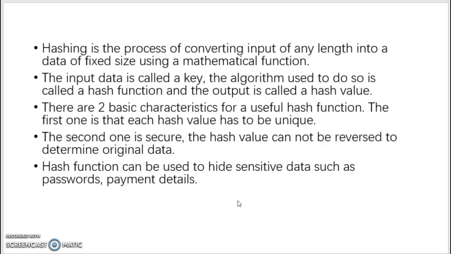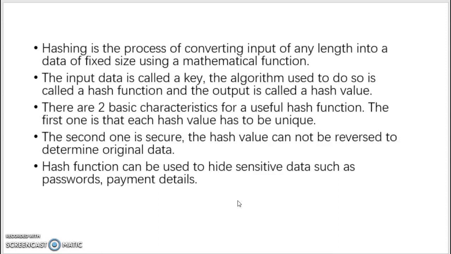There are two basic characteristics for a useful hash function. The first one is that each hash value has to be unique. And the second one is secure. The hash value cannot be reversed to determine the original data.